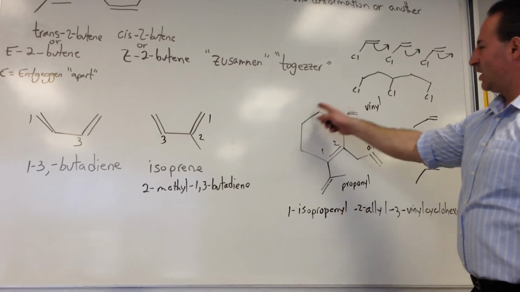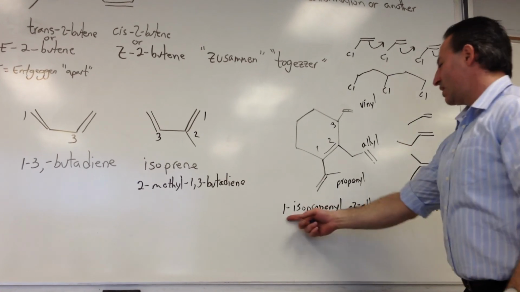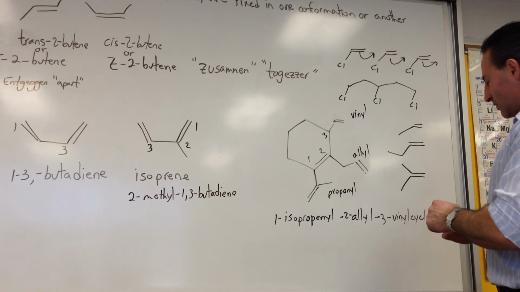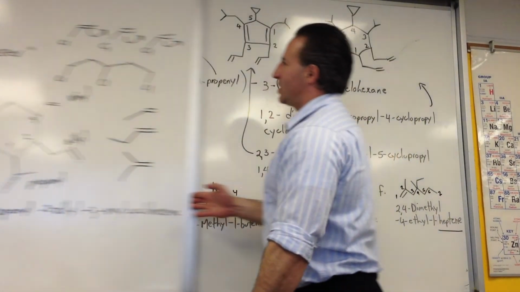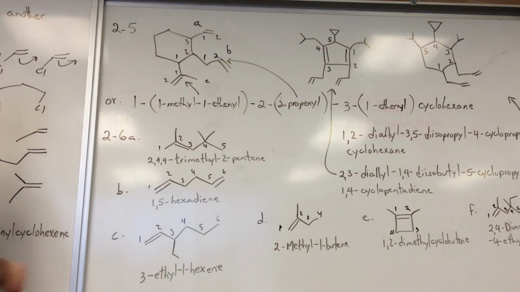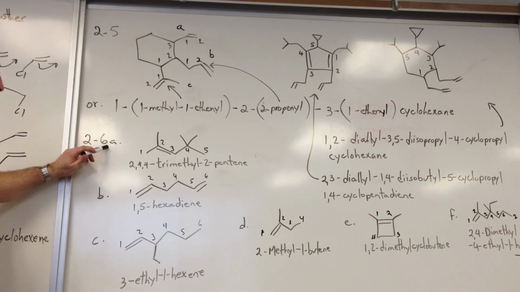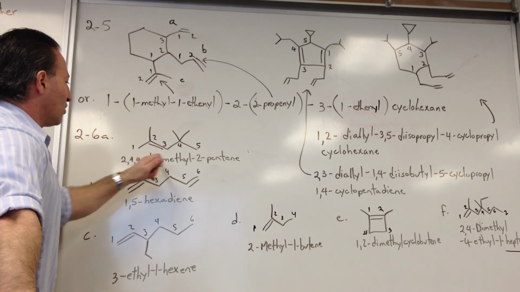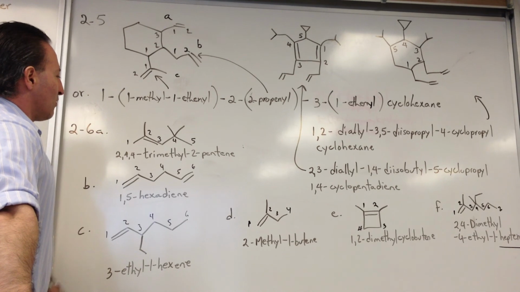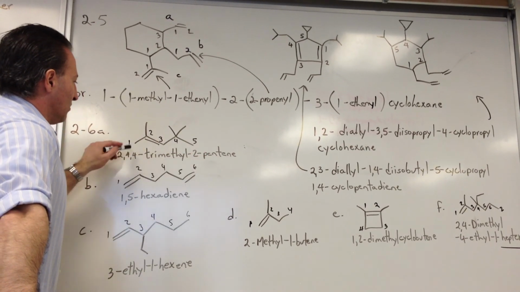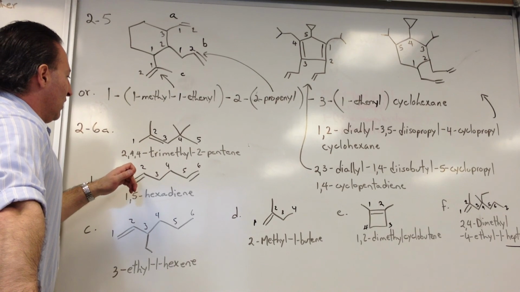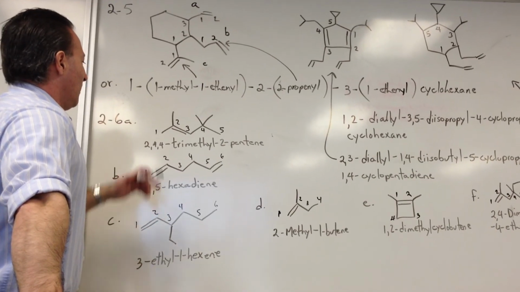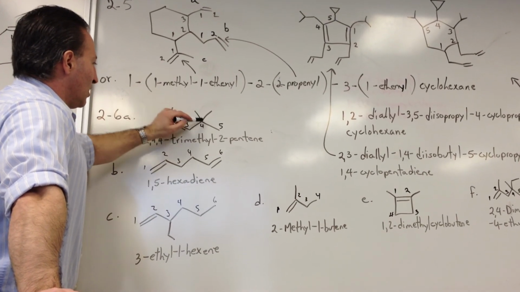Here I've drawn a cyclohexane molecule with the 3 substituents: 1-isopropenyl, 2-allyl, 3-vinyl cyclohexene. The next part of our assignment was 2-5, where we had to draw the molecule based on the name. The first name we had to use was 2,4,4-trimethyl-2-pentene. So the first thing we did is we draw a pentane. So I drew the pentane skeleton, and then I realized that the second position there was a double bond, so I drew the double bond at the second position. And then there are 3 methyl groups, 1 at the second position and 2 at the 4th position.